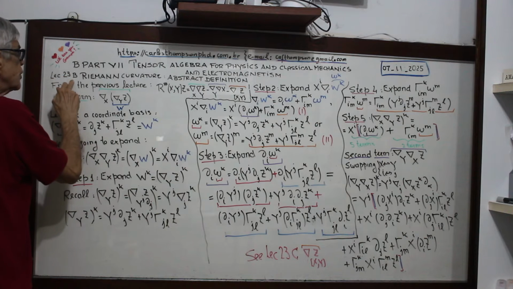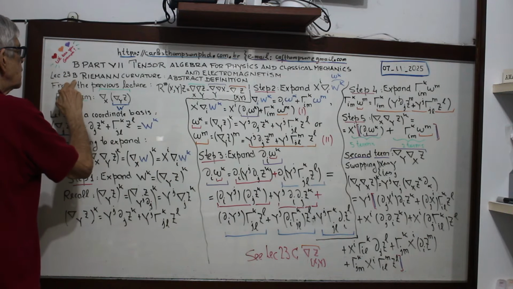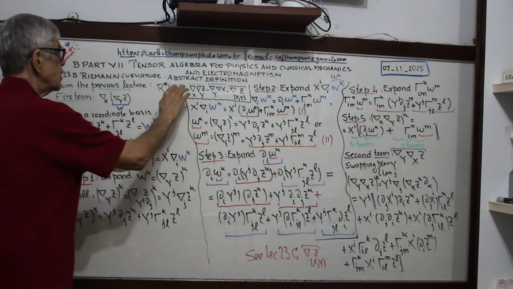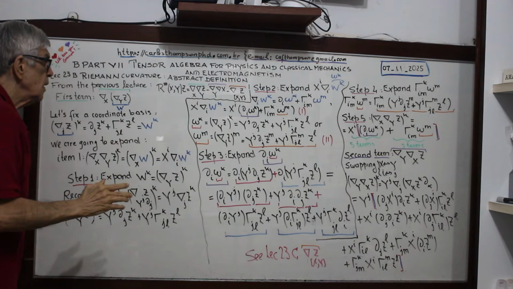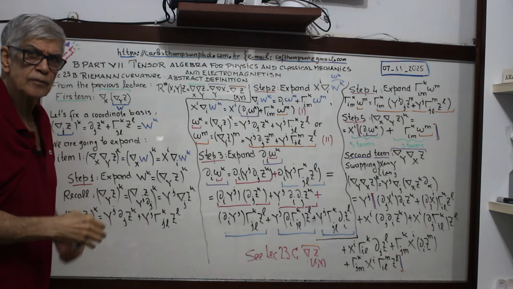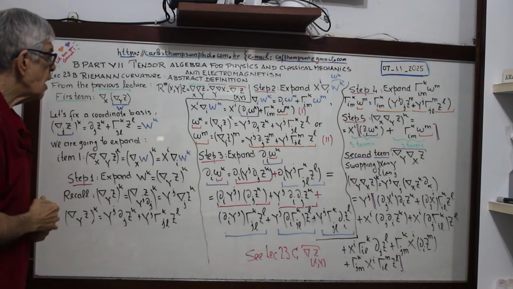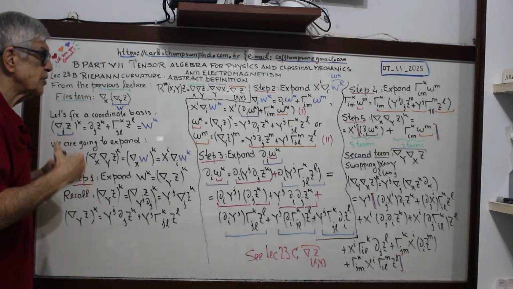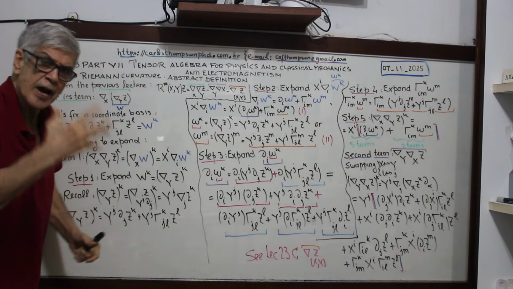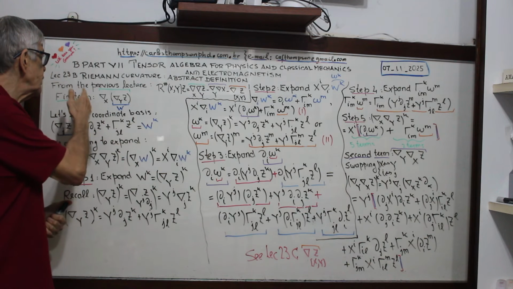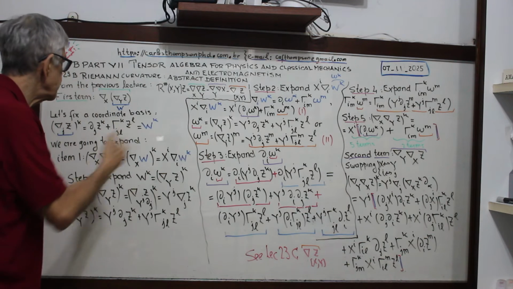Lecture 23B. This here is the Riemann curvature abstract definition. This is a continuation of the previous lecture 23A. Now we'll expand the final part of lecture 23A.